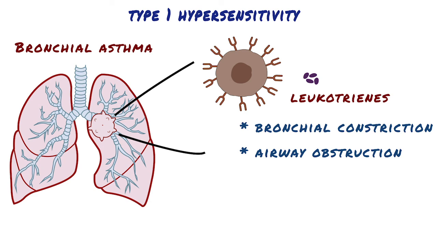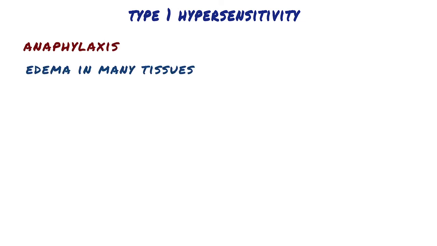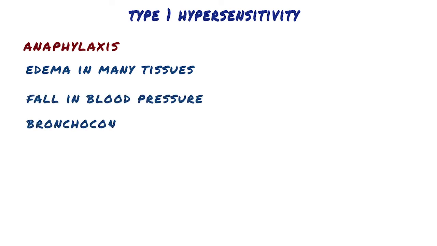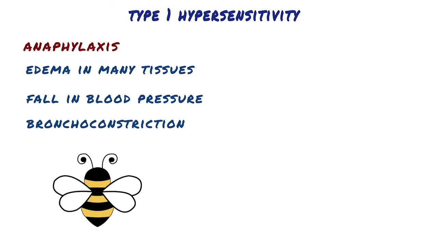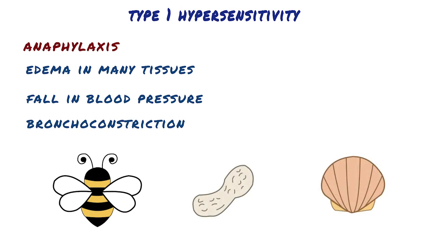The most severe form of immediate hypersensitivity is anaphylaxis, a systemic reaction characterized by edema in many tissues, including the larynx, accompanied by a fall in blood pressure and bronchoconstriction. Some of the most frequent inducers of anaphylaxis include bee stings, injected or ingested penicillin family antibiotics, and ingested nuts or shellfish. The reaction is caused by widespread mast cell degranulation in response to the systemic distribution of the antigen, and it is life-threatening because of the sudden fall in blood pressure and airway obstruction.